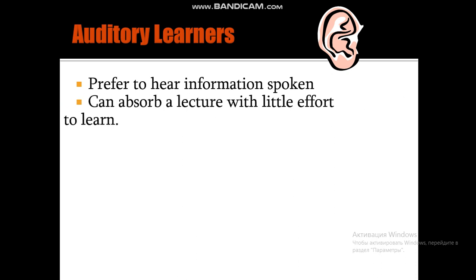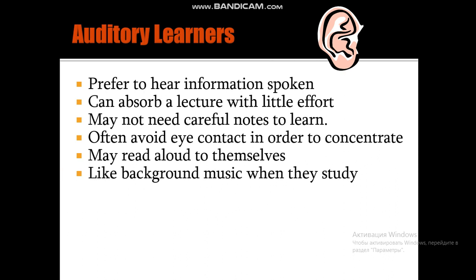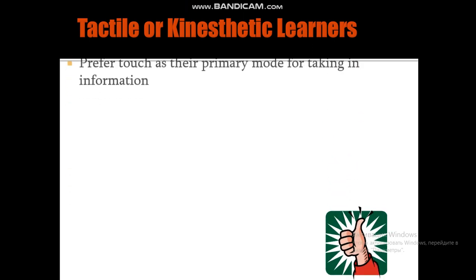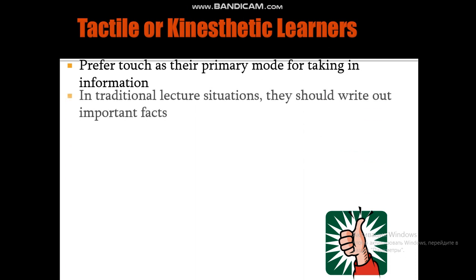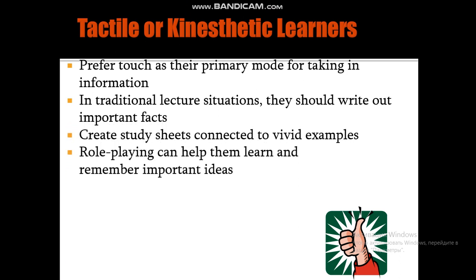The next one is auditory learners. This learning style describes students who learn best when information is heard or spoken. They benefit from lectures, group discussions, and other strategies that involve talking things through. The next one is tactile or kinesthetic learners. Kinesthetic learners learn best when they can use tactile experience and carry out a physical activity to practice applying new information. Role-playing can help them learn and remember important ideas.